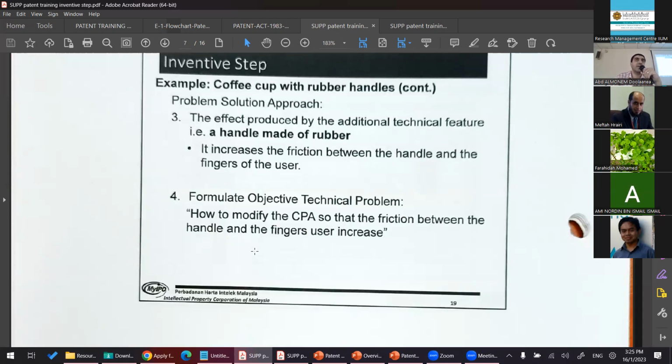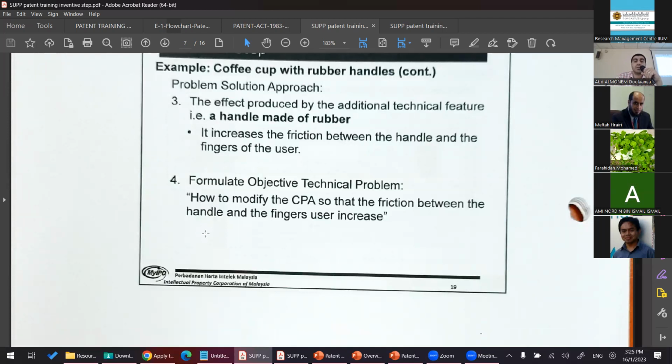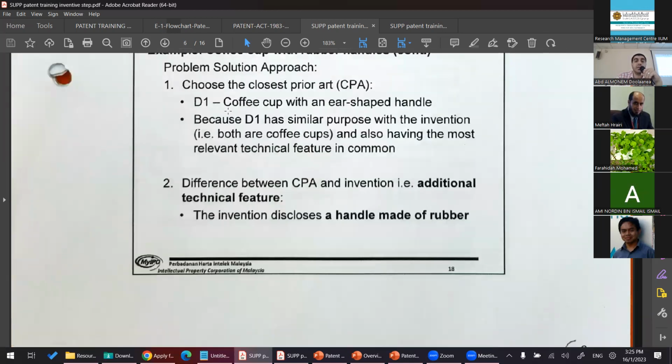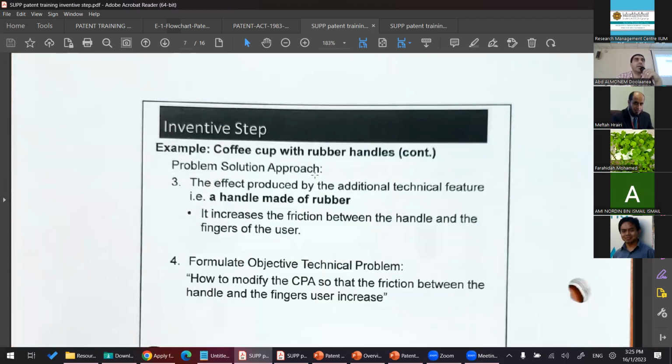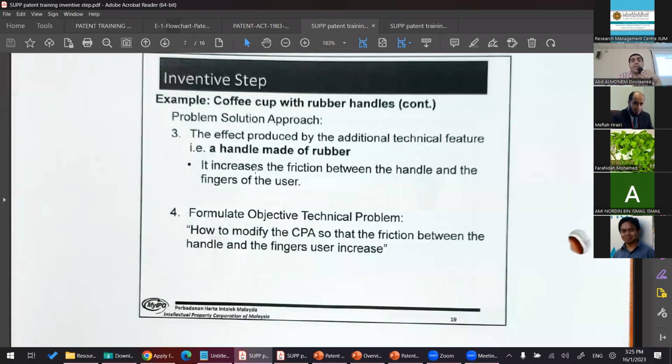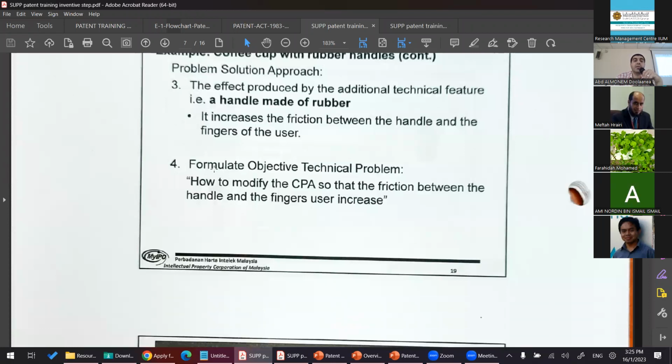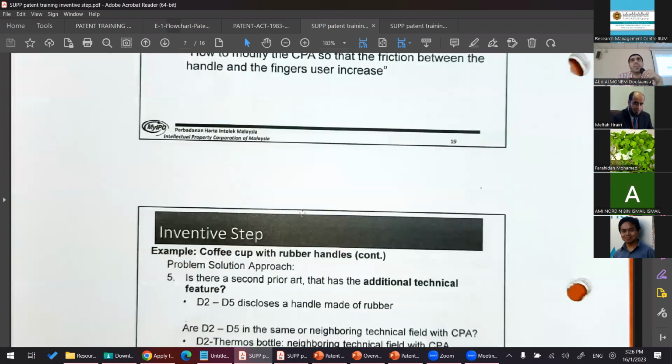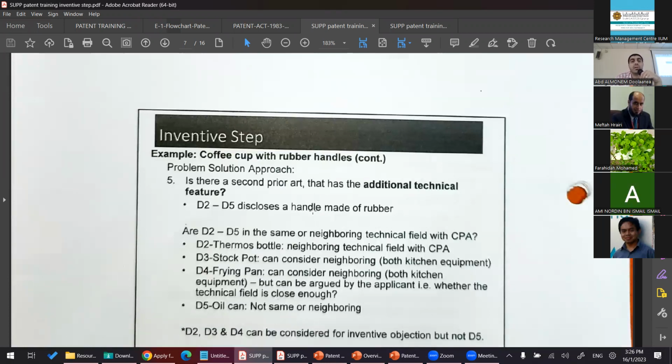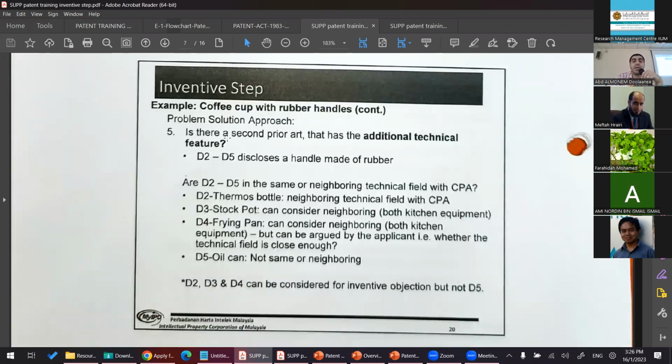So now we are testing if we are inventive or not. We found the closest prior art, then we have our additional technical feature, which is the handle made of rubber. The additional effect is increasing the friction. Then we formulate the objective technical problem: how to modify the prior art so that we increase the friction between the handle and the finger, using other common knowledge or other prior arts. Is there a second prior art that has the additional technical feature? We can find Document 2 to 5 disclosing a handle made of rubber.